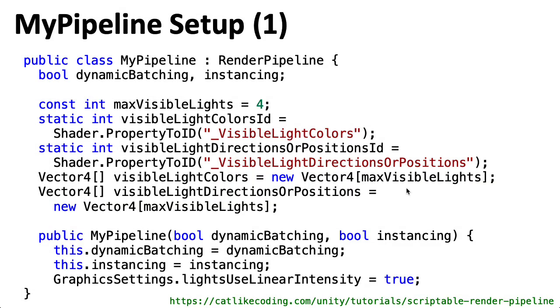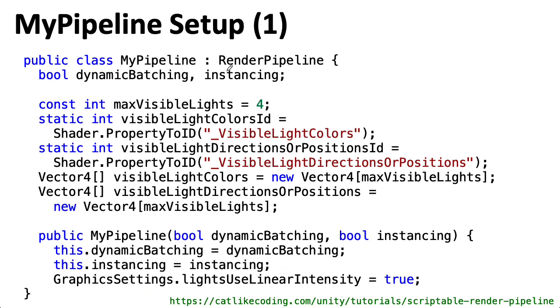So every time this comes out, I have to think about things. The dynamic batching and instancing variables on the right correspond to the variables in the parameter list here. This .dynamicBatching and this .instancing refer to the variables up here. We're also going to set graphics settings. Lights use linear intensity set to true, because linear is good and gamma is bad.